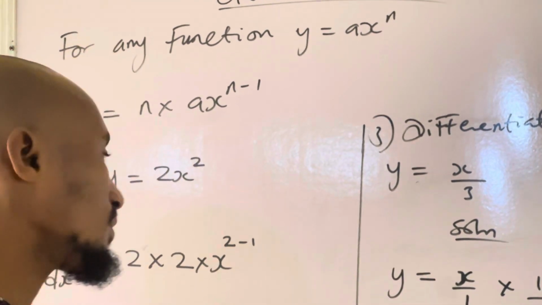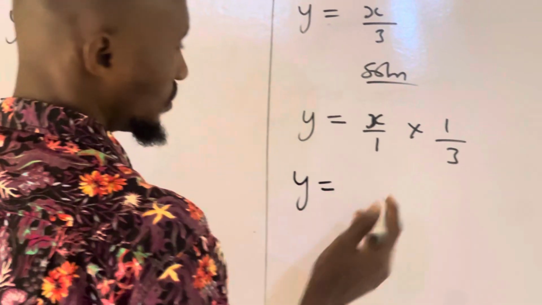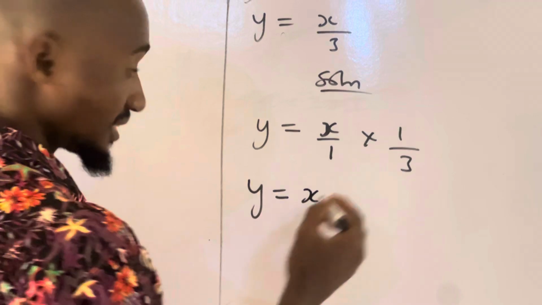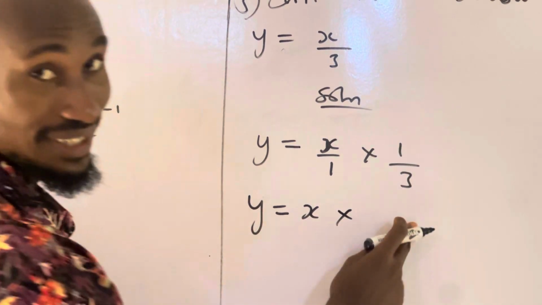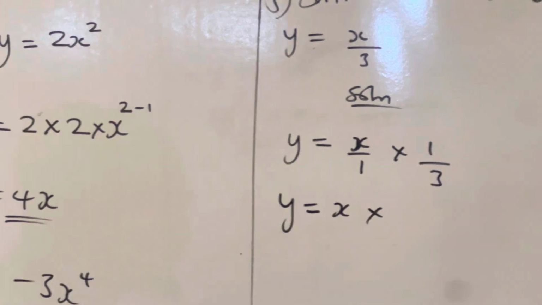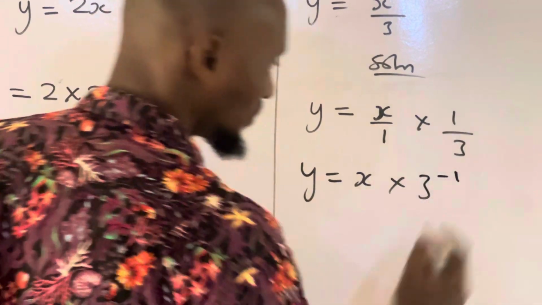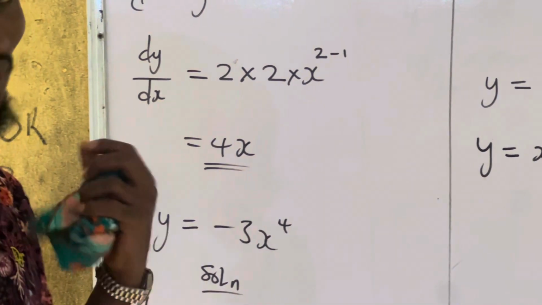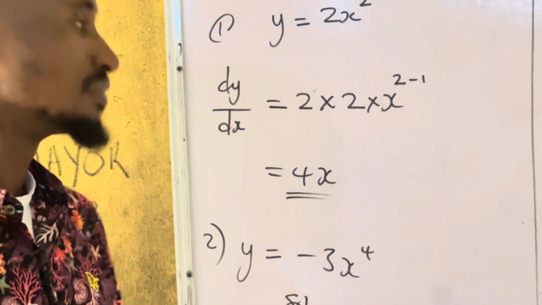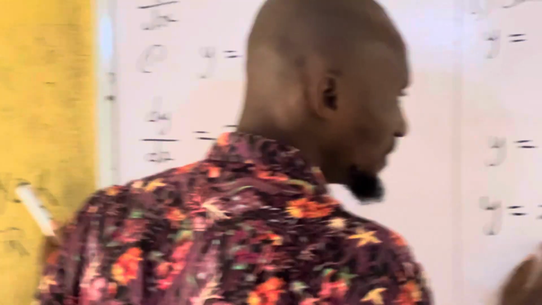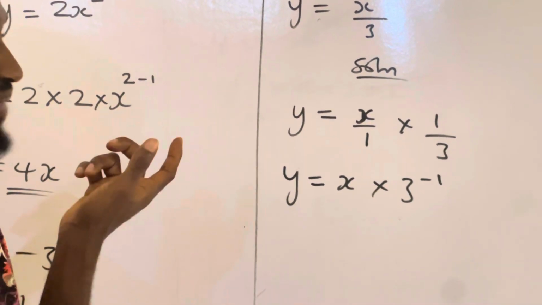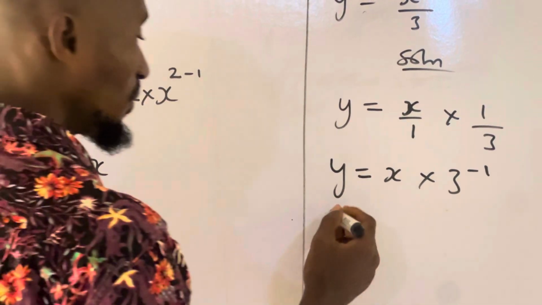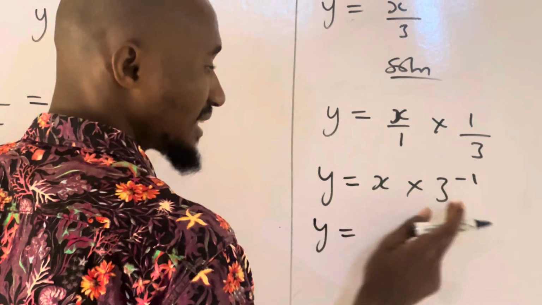Do you understand now? So now, y is equal to, you know that this x divided by 1 means x, is that correct? Now times 1 over 3, according to the negative index law in indices, means 3 raised to the power minus 1. Are you there? It means 3 raised to the power minus 1. Is that correct? Now, if you are to differentiate this, how do you go about it? So y now is equal to x times 3 to the power minus 1.